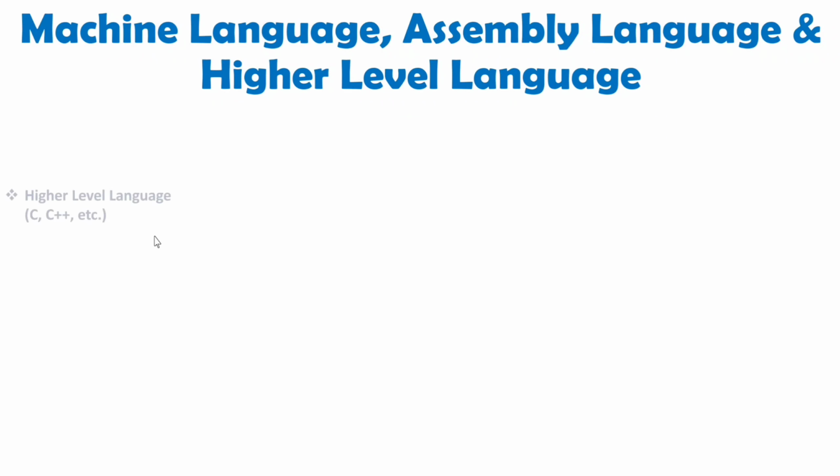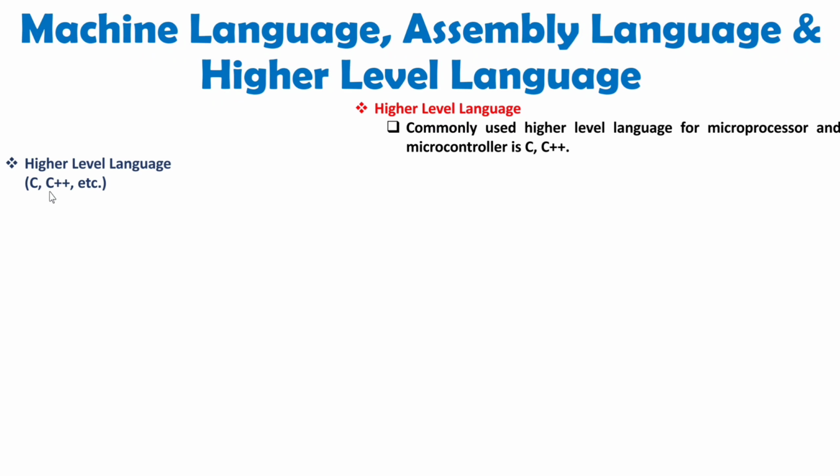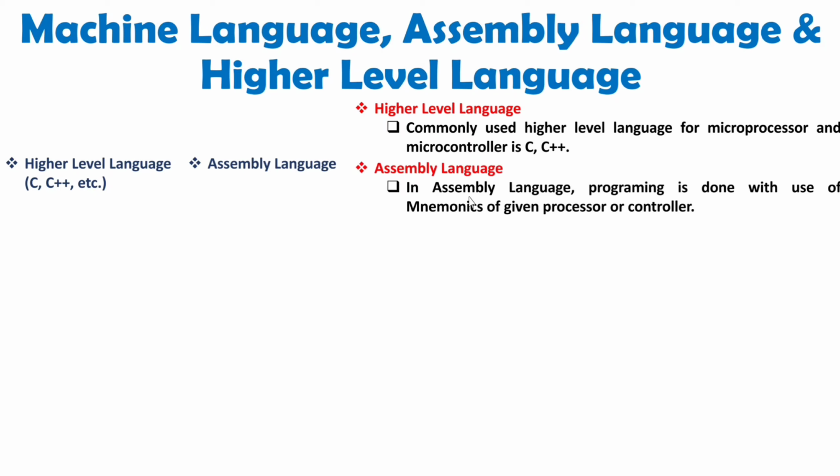So my dear students, when we talk about higher level language, that is in terms of C or C++ for most microprocessors and microcontrollers. In industries, people are even using C and CPP for programming microprocessors and microcontrollers. And in assembly language, programming is done with the use of mnemonics of the processor or controller, and mnemonics identify instructions. I'll explain the meaning of mnemonics.